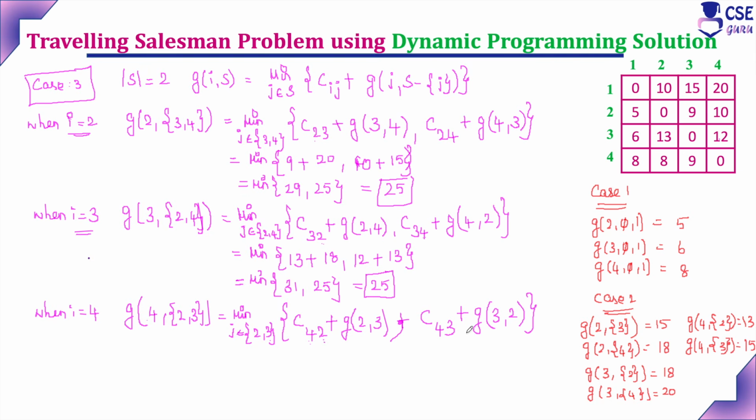That is the third one. Here, if you are considering currently you are visiting the fourth city. Next, you are going to visit the third city. After visiting the third city, what is the remaining city? That is 2. Okay. Minimum of C of 4, 2.